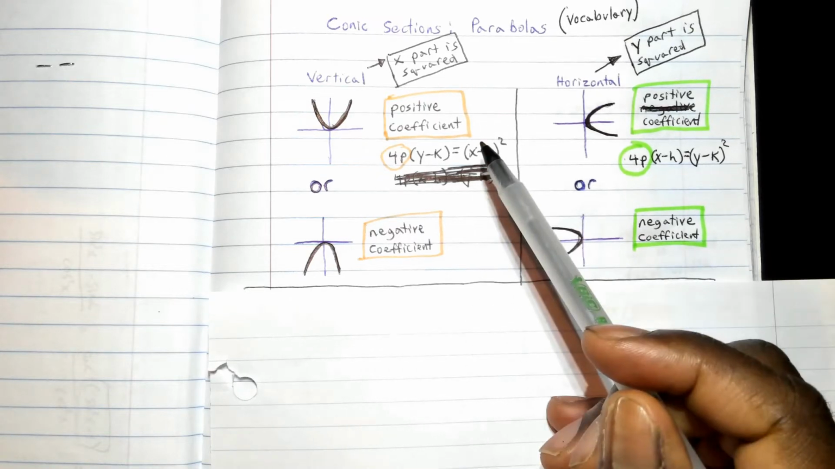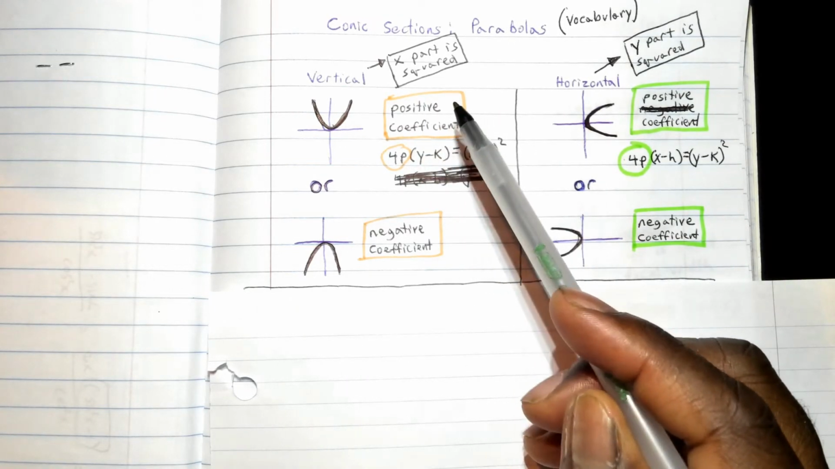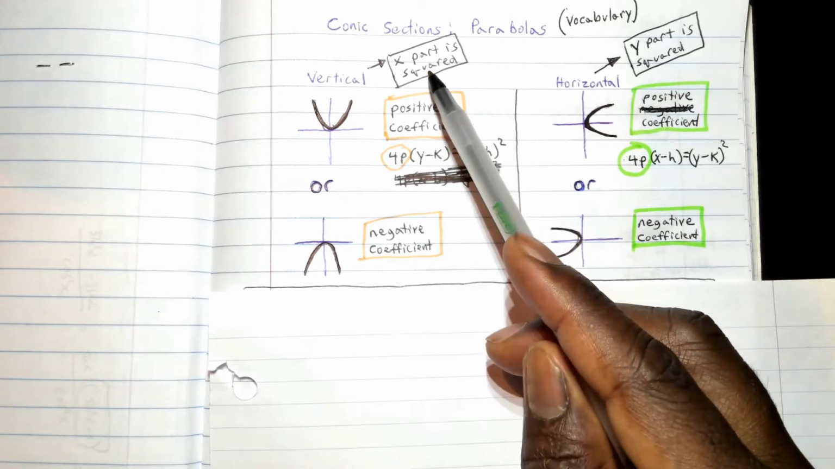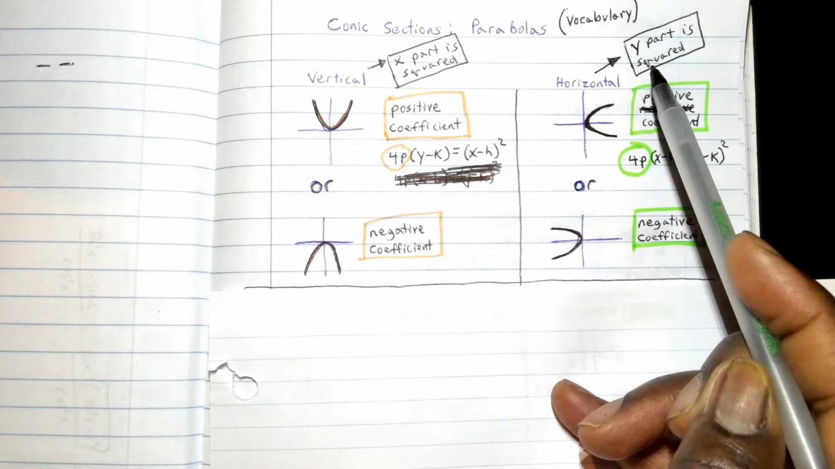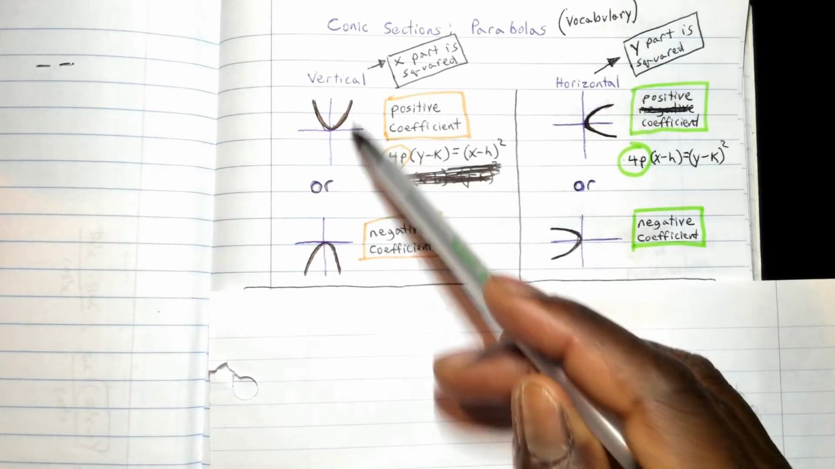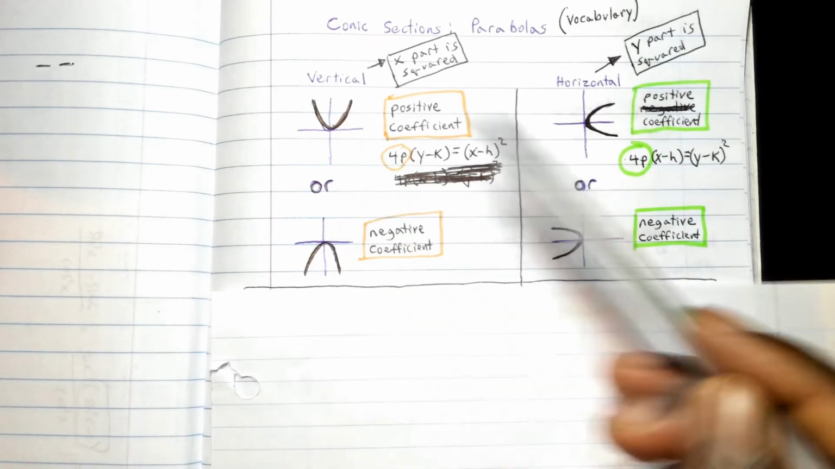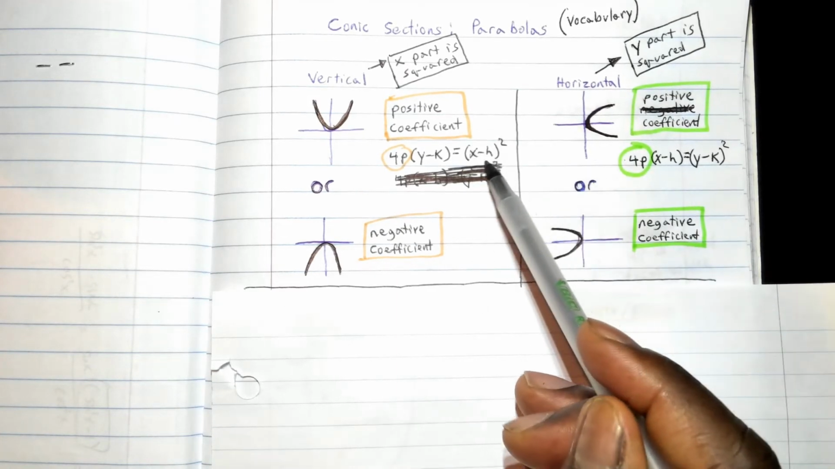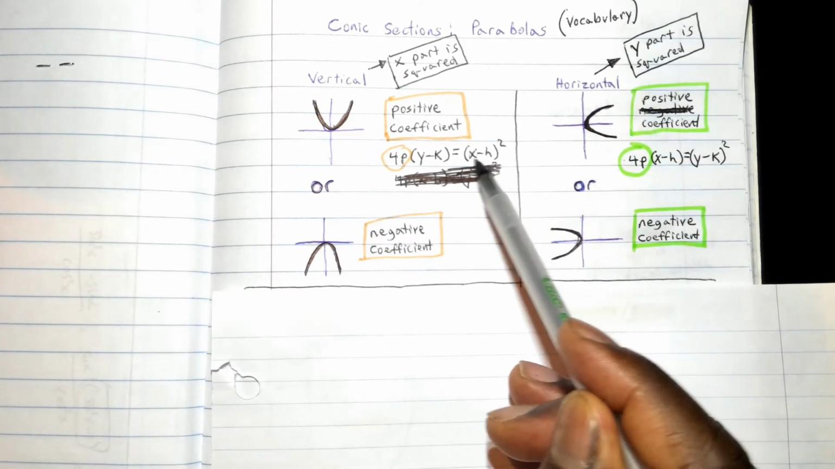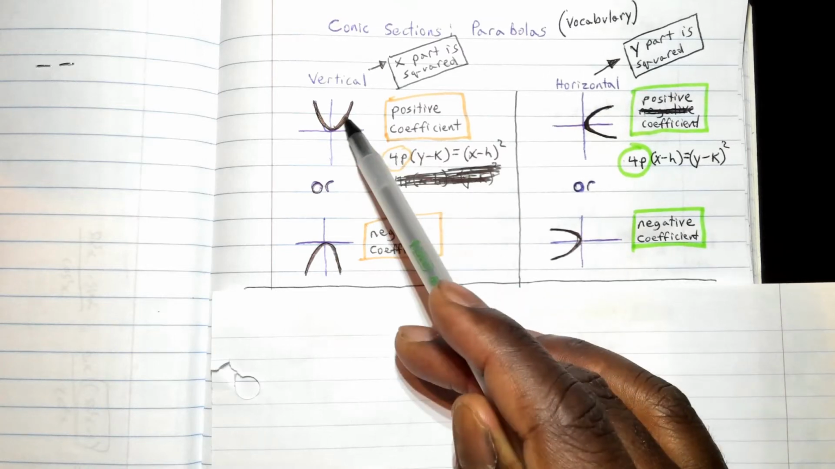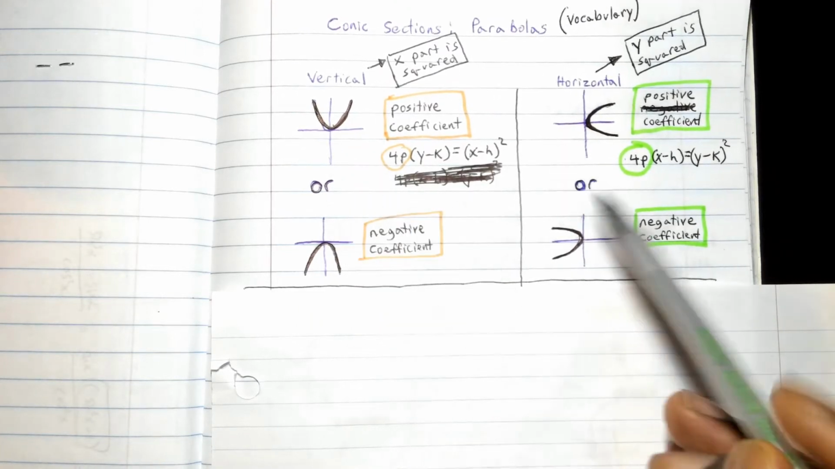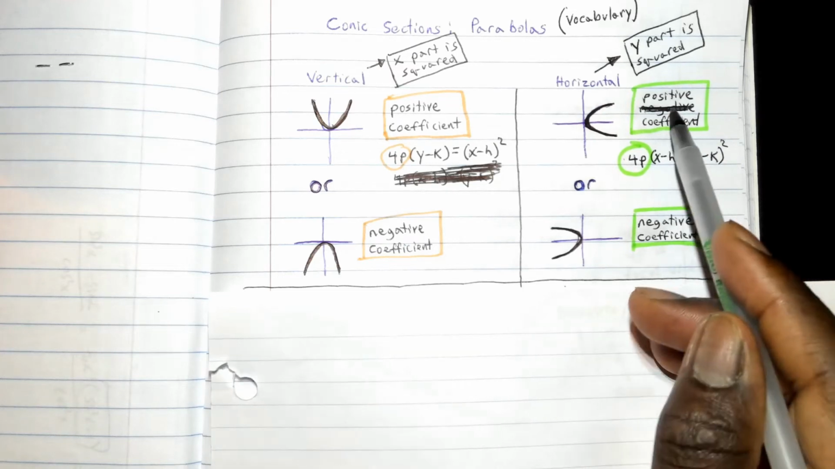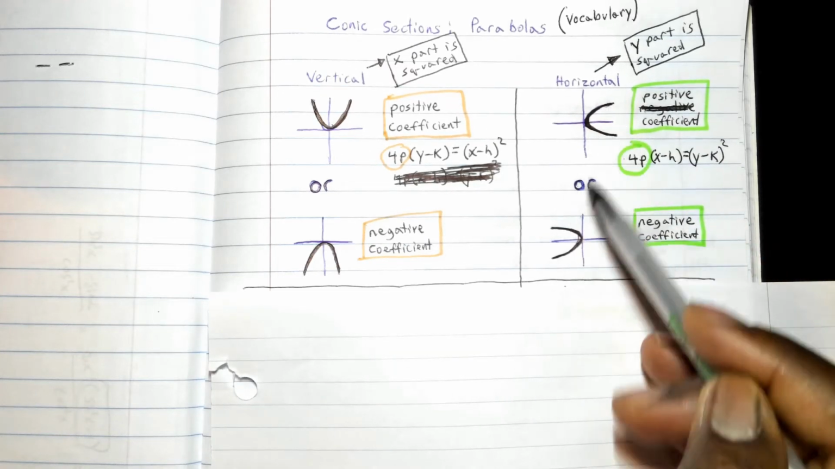As we just saw, depending on what part of the equation is squared, whether the x part is squared or the y part is squared, we're going to end up with either a vertical parabola or a horizontal parabola. So as an example, notice that on this part, the x part of it is squared, so we have a vertical parabola. Whereas on this one, the y part of it is squared, so we have a horizontal parabola.